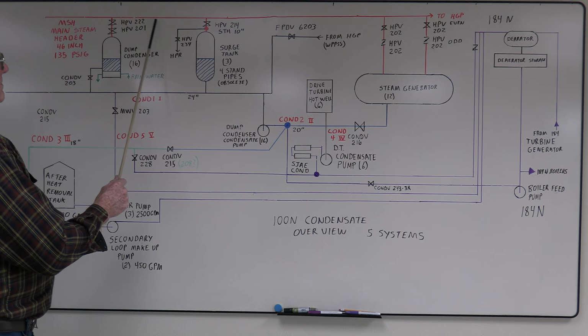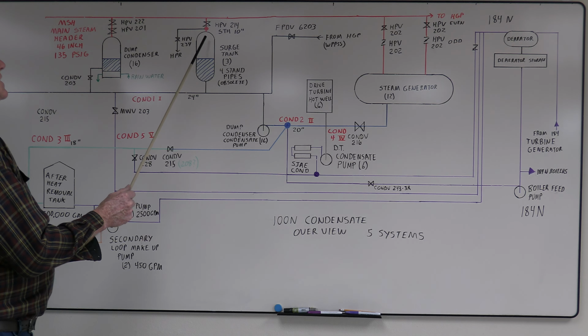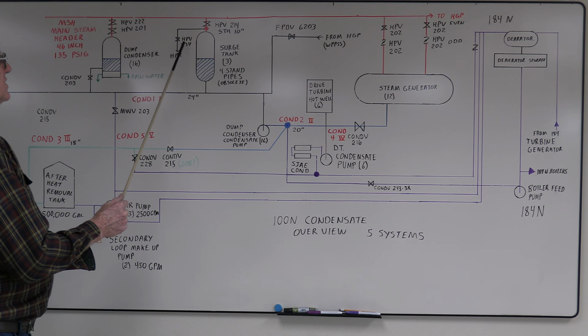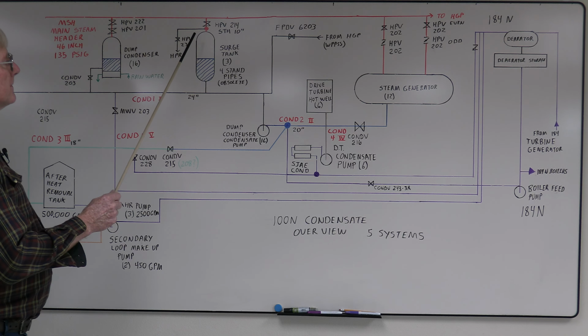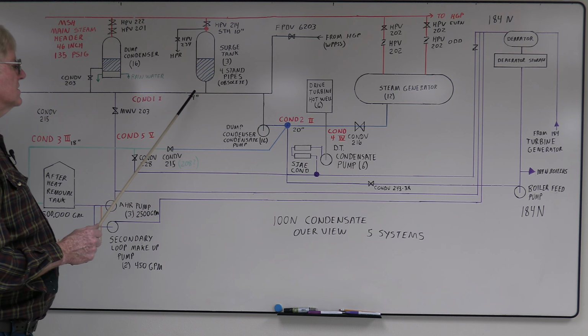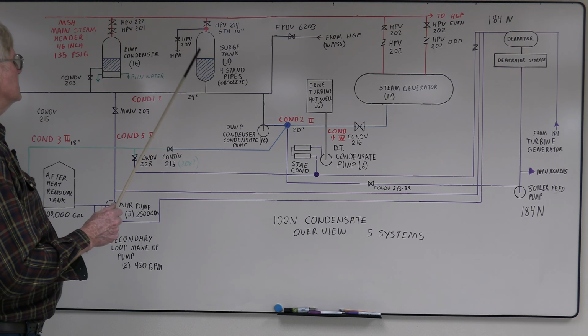You had, coming off the main steam header, that HPV 214. It fed the 10-inch surge tank header. Then you had HPV 234, which went to the high pressure return. This is what maintained the pressure. I believe you wanted at least 3 psi differential pressure across this.